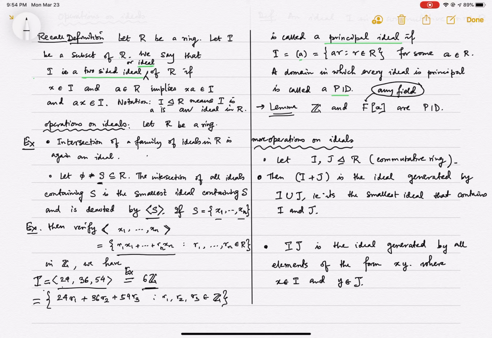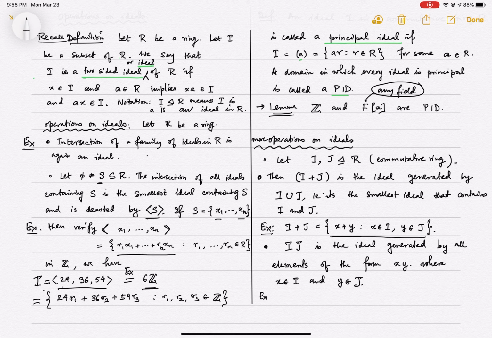Okay, so practically you can verify that I plus J consists of all these elements. You just need to add an element of I and an element of J. So it consists of all expressions of the form x plus y, where x came from I and y came from J. So what you need to check is that this already forms an ideal. And it's clear that this set definitely contains I and J. On the other hand, if any ideal contains I and J, it's certainly going to contain those elements.